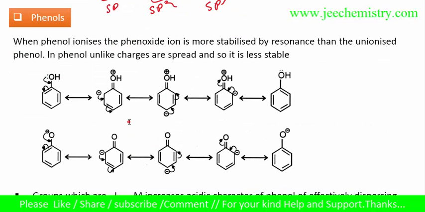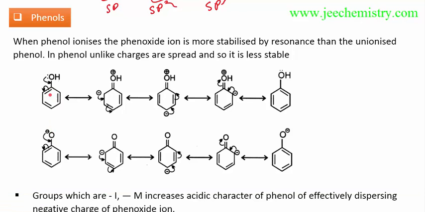Now this is a phenol, this is a phenol, this is a phenoxide ion. When we make the conjugate base, this will become a phenoxide ion. This is phenol, which is unionized; this is the ionized form, called phenoxide ion. This phenoxide ion is more stable than this phenol, so this is more acidic.